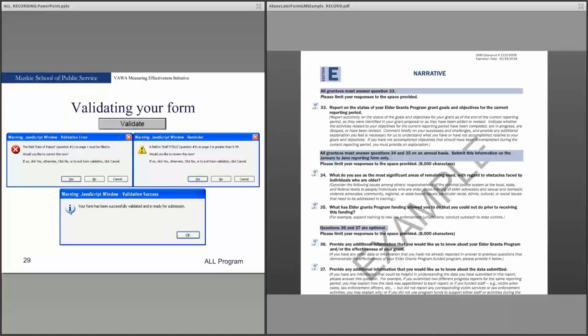After correcting or completing all missing information, return to the bottom of the form and press Validate until all sections of the form are complete. You will receive a third warning message, which is not a warning at all, but Validation Success. At this point, your form has been successfully validated and is ready for you to submit through GMS. Here, we have all three different types of messages that you can receive: the red X warning, the yellow exclamation point reminder, and this Validation Success message.